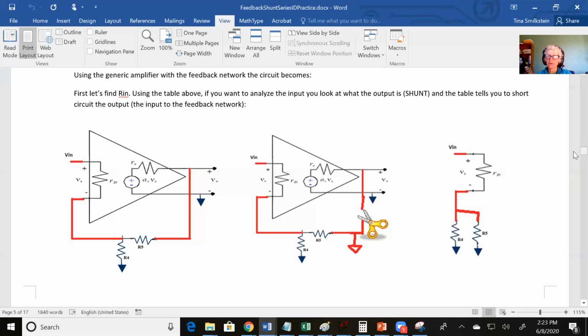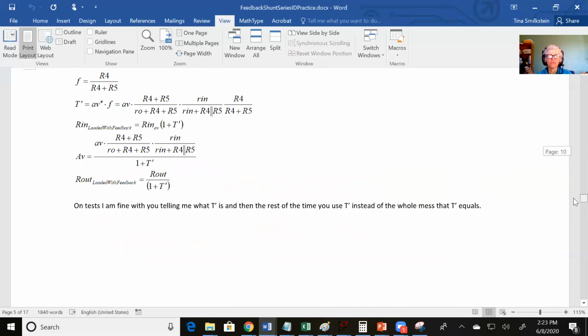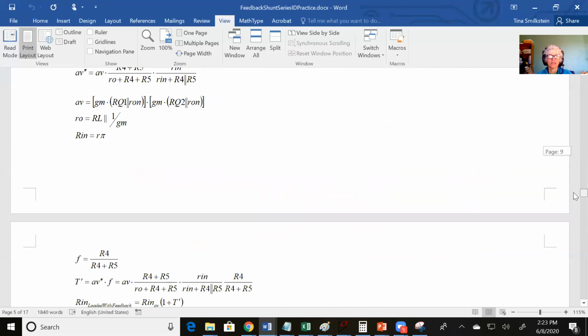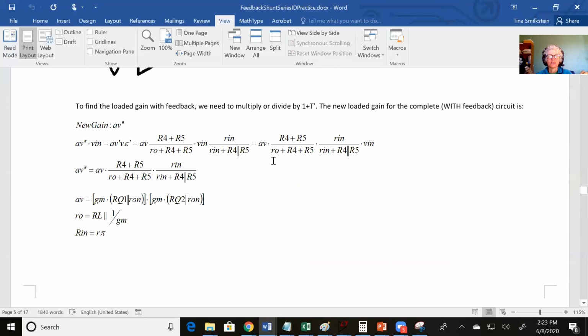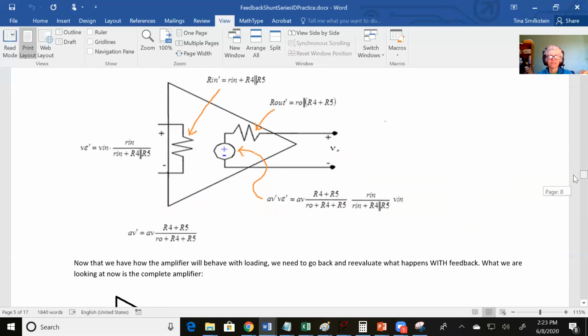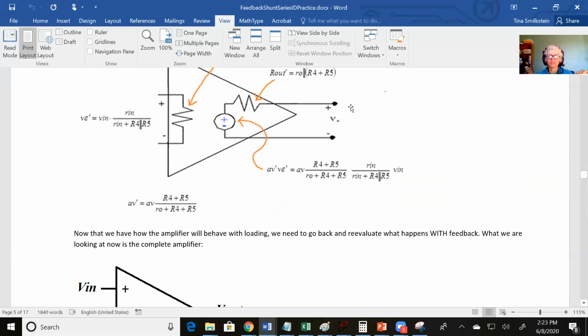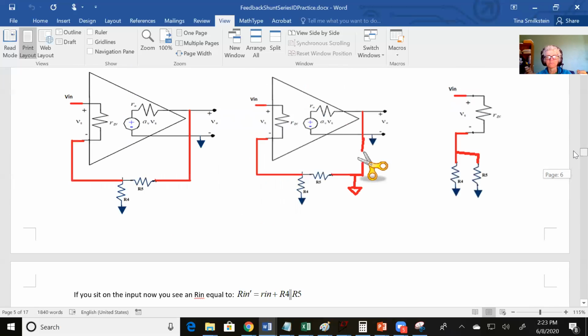I didn't go through the math, but just as an aside, when you go through the math, here's your final result for gain. Your R outs change by quite a bit, and your R in changed by quite a bit. I don't have it summarized very well here, but yes.